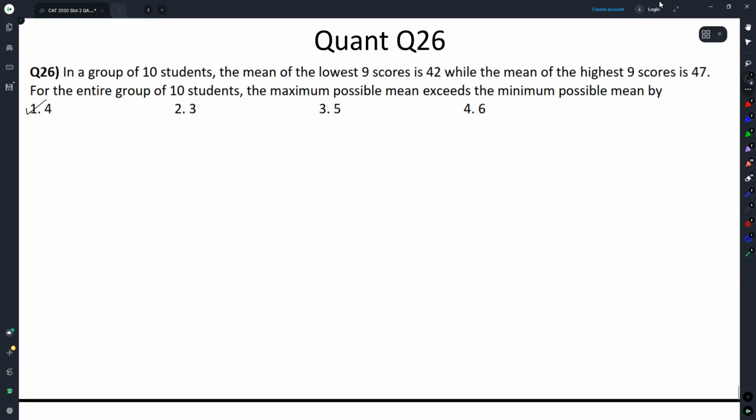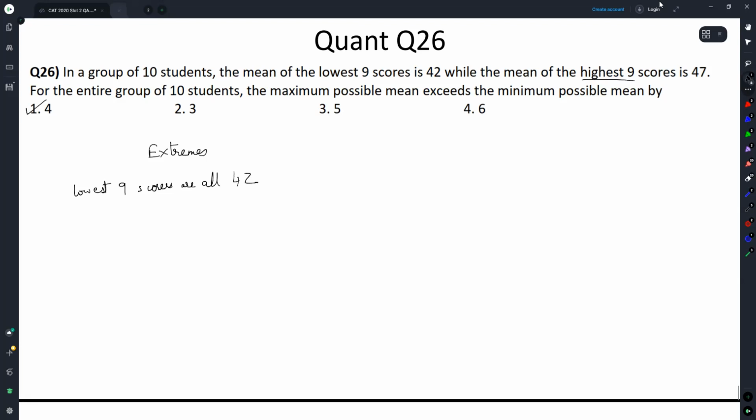Okay, I'll tell you, I'll do it. I'll do it the mathematical way, and then I'll do what I thought of, what enabled me to reach an answer so quickly. So the mathematical way would be checking extremes. So the extreme case would be lowest 9 scorers are all 42.